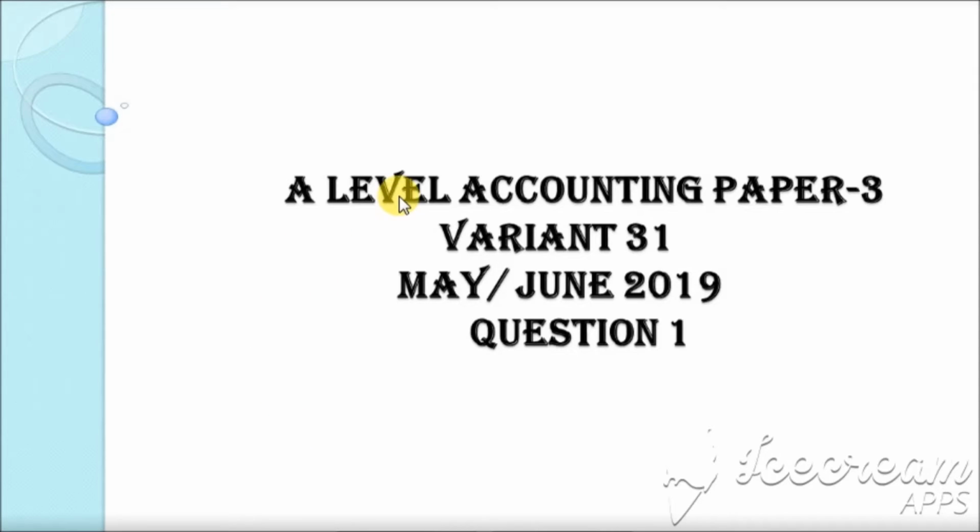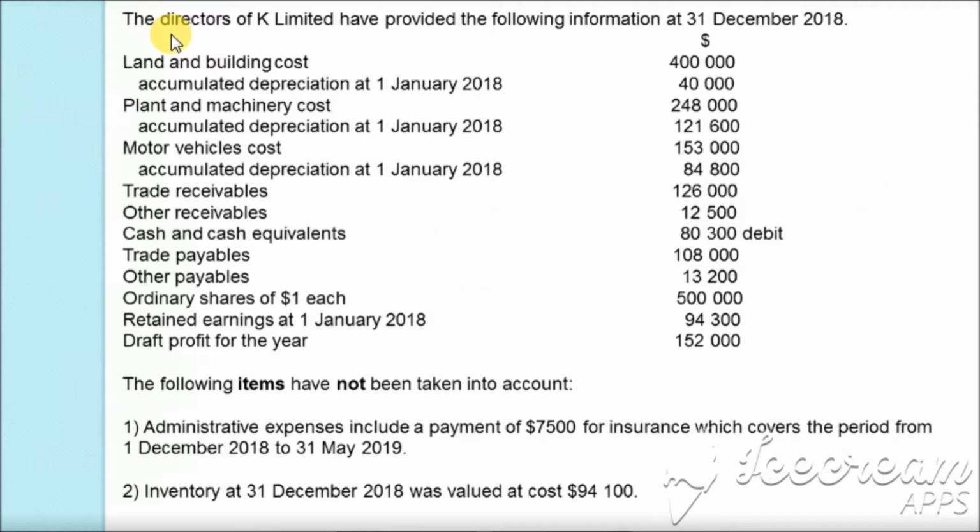In this video, we are going to do an A-level question from paper 3, variant 31, May/June 2019, question 1, based on preparation of financial statements. The following information is given. The director of K Limited has provided the following information at 31st December 2018.